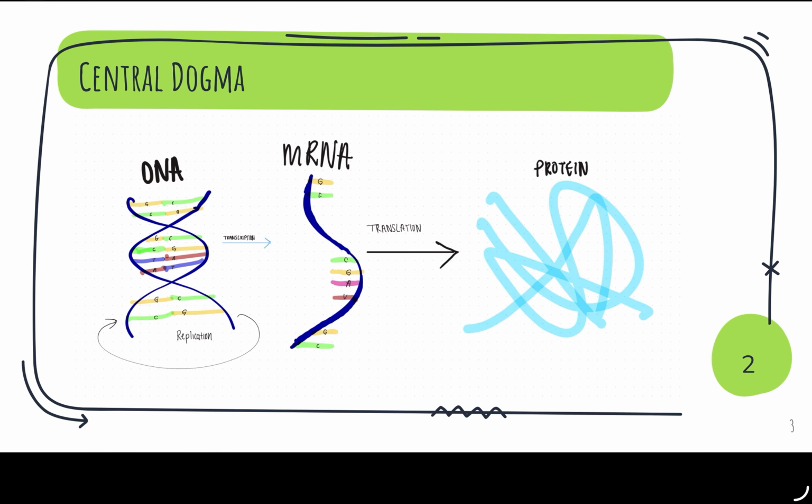Now, to begin, the central dogma explains how genetic information flows in a cell. Information starts in the DNA and then is copied into the RNA and then used to make a protein. This often is written as DNA to RNA to protein, as I've shown you.